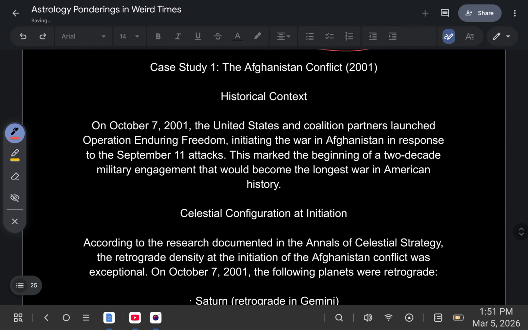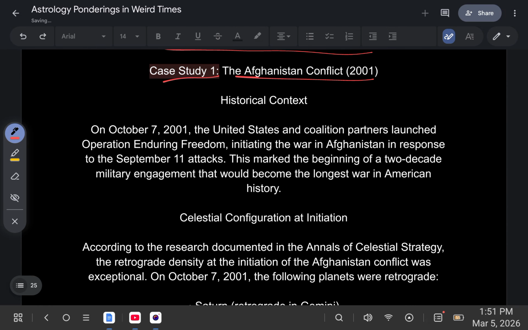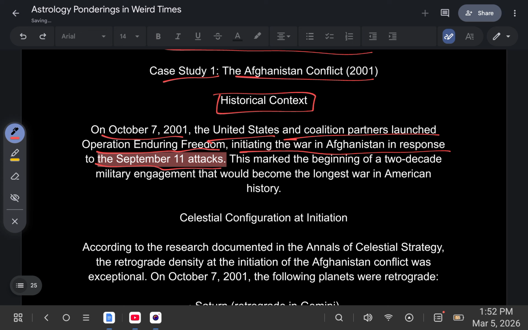Alright, now let's go over our case study, which is the Afghanistan conflict in 2001 in our historical context. On October 7, 2001, the United States and coalition partners launched Operation Enduring Freedom, initiating the war in Afghanistan in response to the September 11th attacks. This marked the beginning of a two-decade military engagement that would become the longest war in American history.